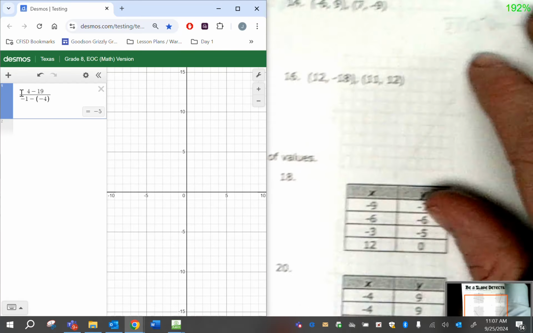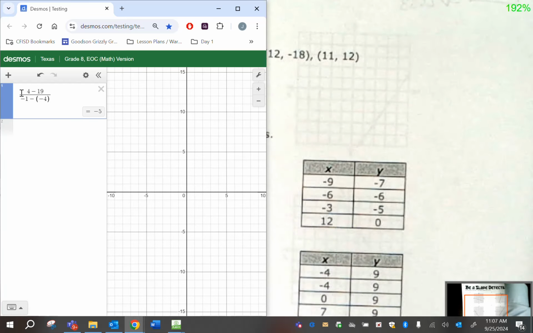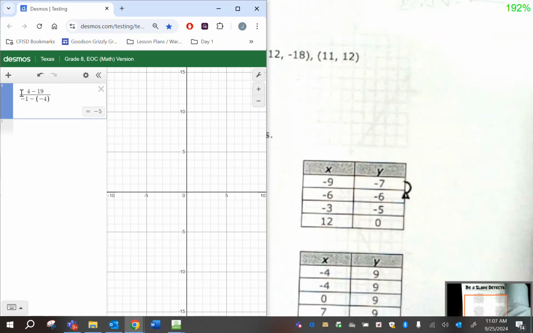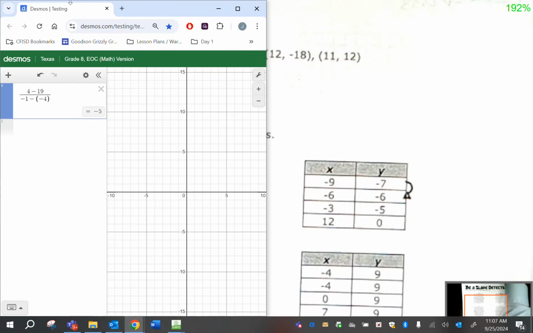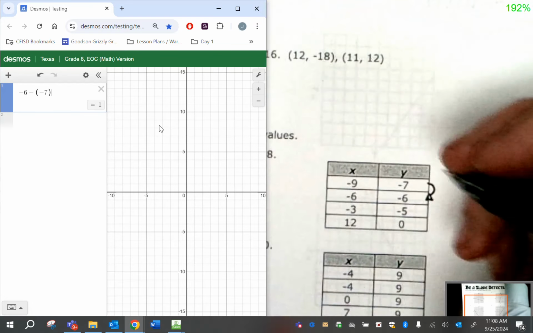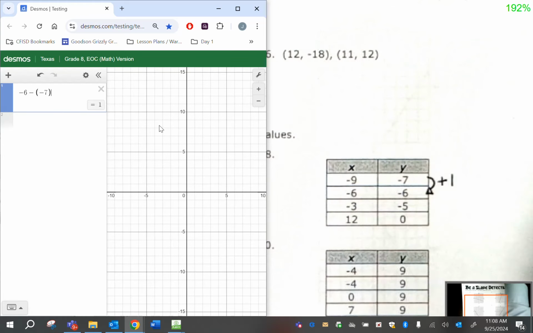All right. Now on the other one, I'm going to show you how the calculator might be able to help you see the change of y. So if I want to know how much did I change from one to the other, all you have to do, if you can't tell that it's going up by 1, then this is how you're going to do it. You're going to take the first one and you're going to subtract the second one to see how much did it change. I went from -7 to 6, so my change of y is +1.